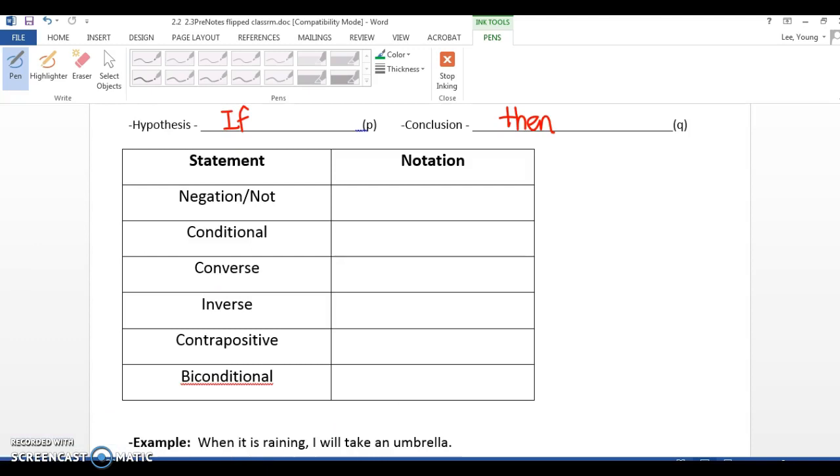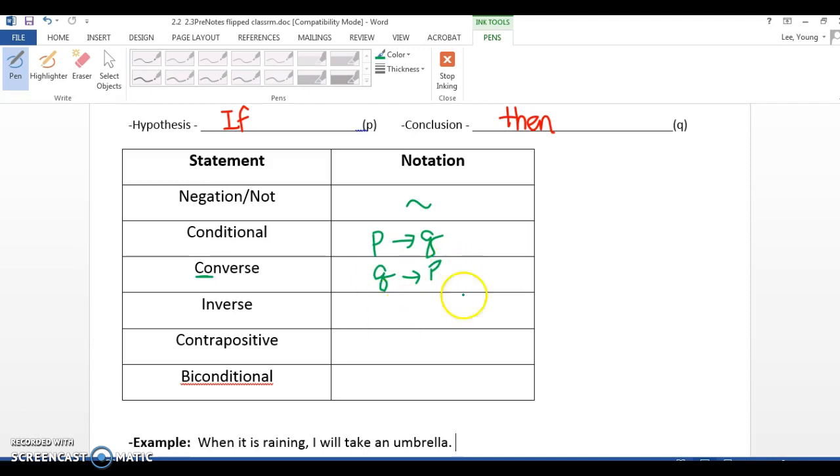Then let's take a look at the notations. When you negate something, we use the notation of a little wavy line. The conditional, if, then, is P, then Q. Remember I talked about the converse? The converse is when you think of the commutative property, so we are switching the order. Then it's going to be Q, then P.